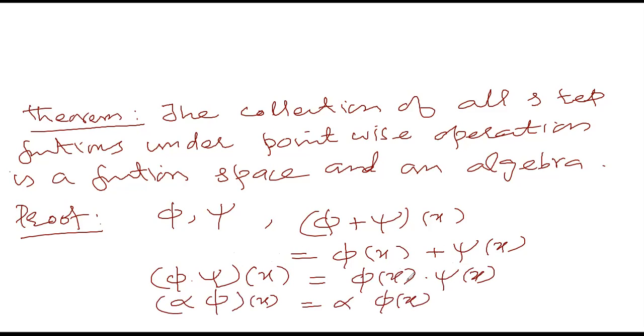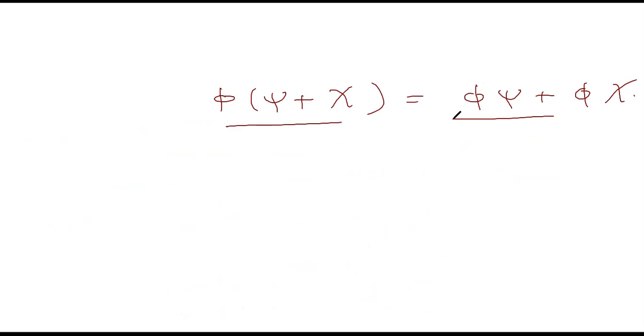So this addition and scalar multiplication make the collection of all step functions a vector space. So it is a ring as well as a vector space, and it has one more property: phi times psi plus chi, for any other step function chi, is equal to phi psi plus phi chi. Therefore it's actually an algebra. So the collection of all step functions forms an algebra.